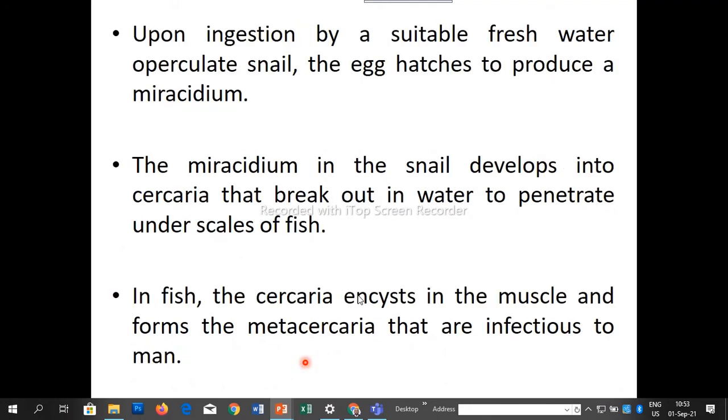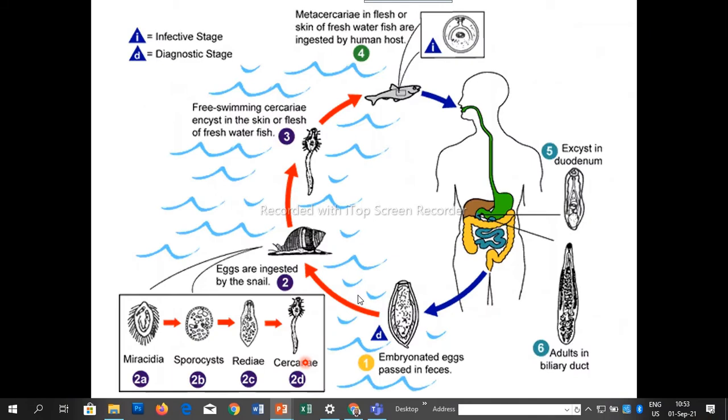Upon ingestion by a suitable freshwater operculate snail, the egg hatches to produce a miracidium, which in the snail will develop into cercariae that break out in the water to penetrate under the scales of fish, whereby in the fish the cercariae will encyst in the muscle to form metacercariae that are infectious to humans. So humans will be infected by consumption of these fish containing the infective stage metacercariae. The rest of the cycle is the same. Miracidia will develop into sporocysts, rediae, and cercariae is infective.